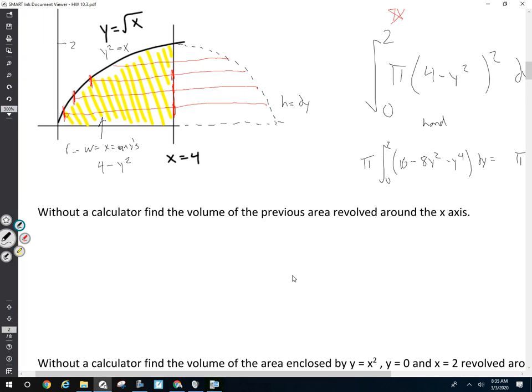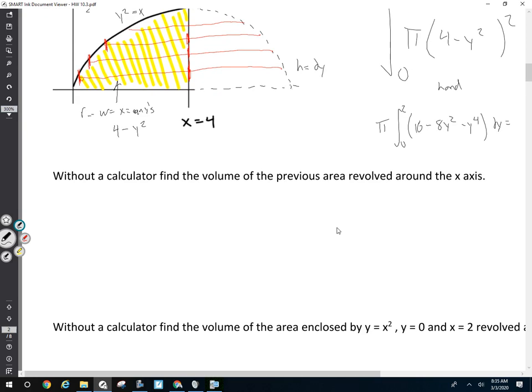Without a calculator, find the volume of the previous area revolved around the x-axis. All right, so we're now definitely using no calculator. We have this region here, revolved around the x-axis. It pops in down here. And here are my cylinders, right there. And here are my radii. The radius is going to be the top minus the bottom. It's just going to be the height. The bottom is 0.